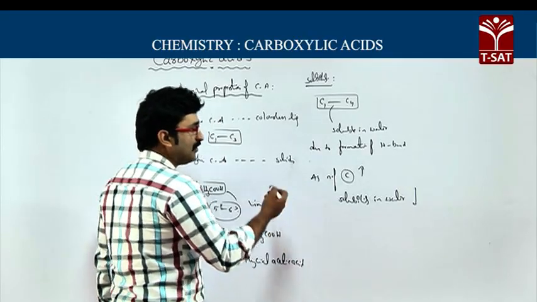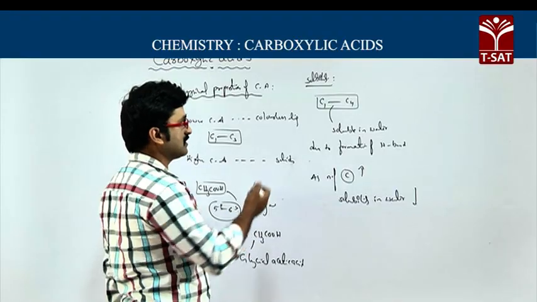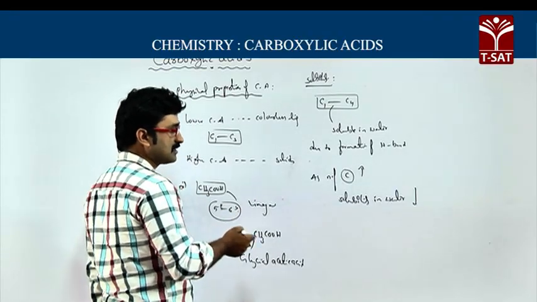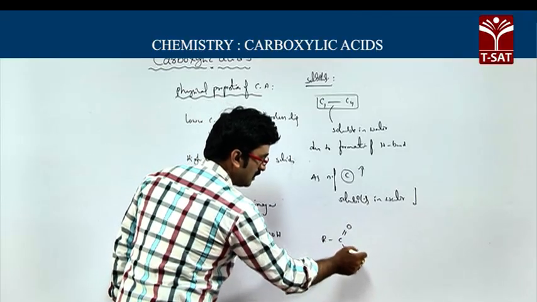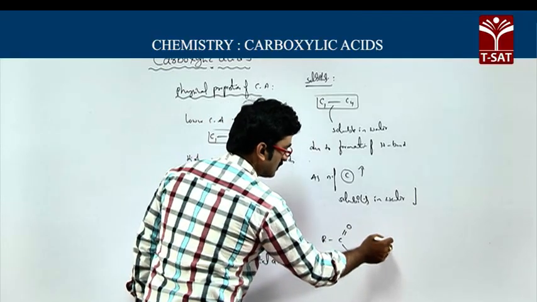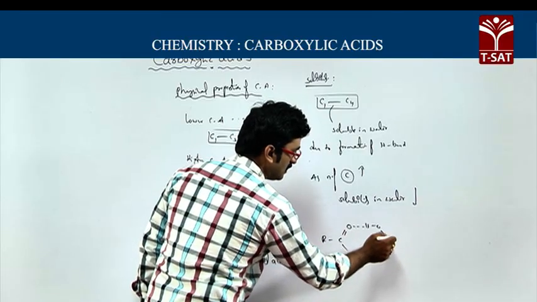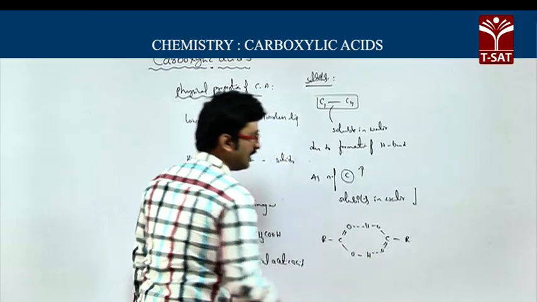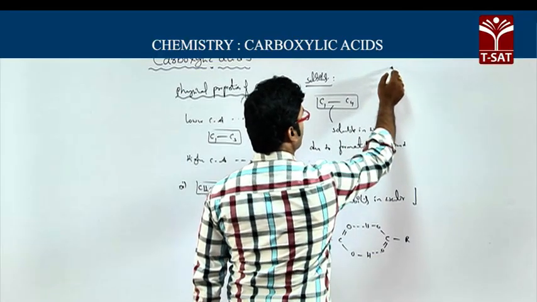Now due to the presence of hydrogen bonds, carboxylic acids can exist as dimers, with C double bond O, like this. They can exist as dimers due to the formation of hydrogen bonds. Okay, they exist as dimers. And now we will go for the boiling point.